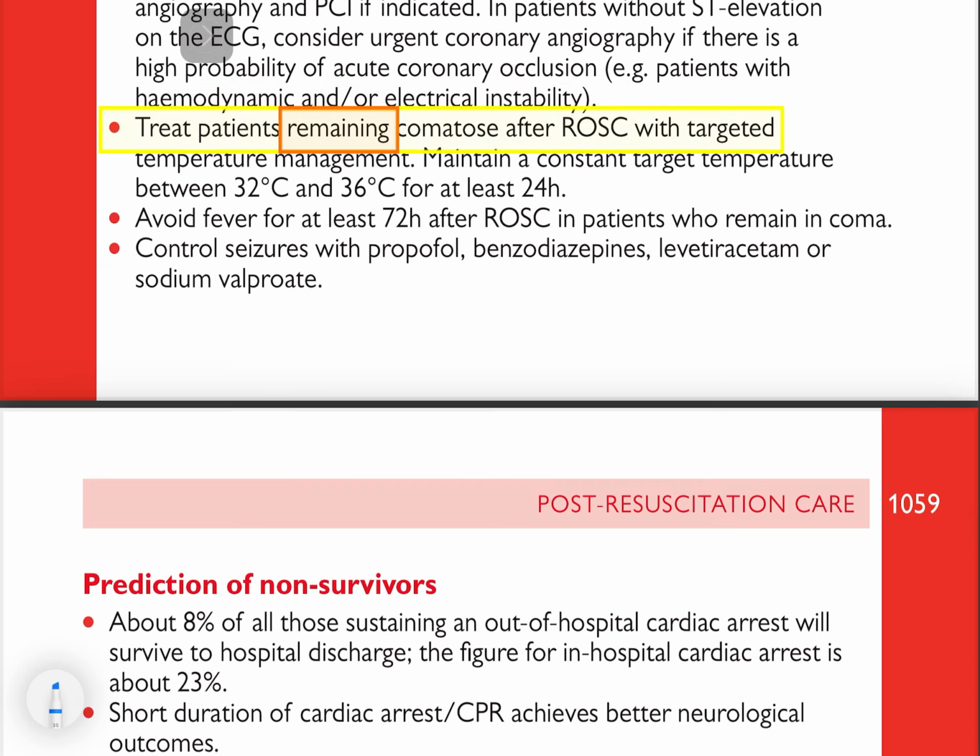Treat patients remaining comatose after ROSC with targeted temperature management. Maintain a constant target temperature between 32 degrees Celsius and 36 degrees Celsius for at least 24h. Avoid fever for at least 72h after ROSC in patients who remain in coma. Control seizures with propofol, benzodiazepines, levetiracetam or sodium valproate. Post-resuscitation care, 1059.